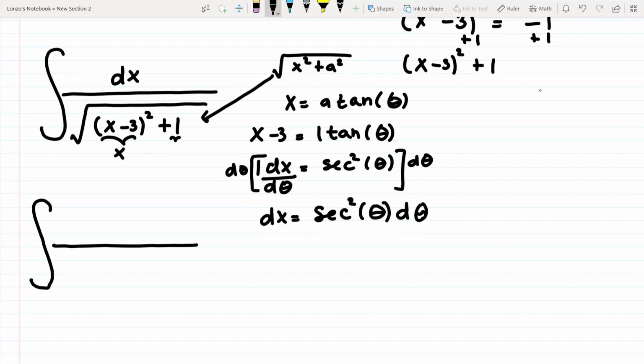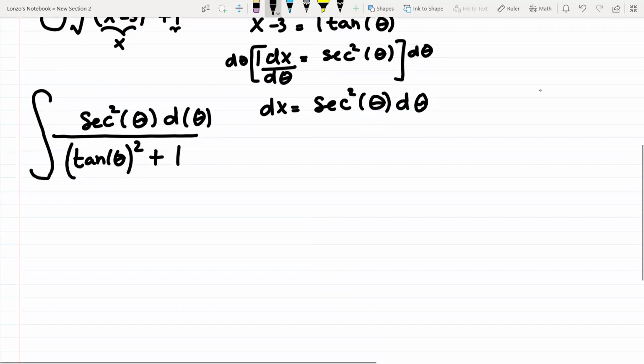So dx is secant square theta d theta. And then you can replace x minus 3 with tan theta. And then it says we have to square it, so square this whole thing, plus 1. Okay, now we're going to simplify.